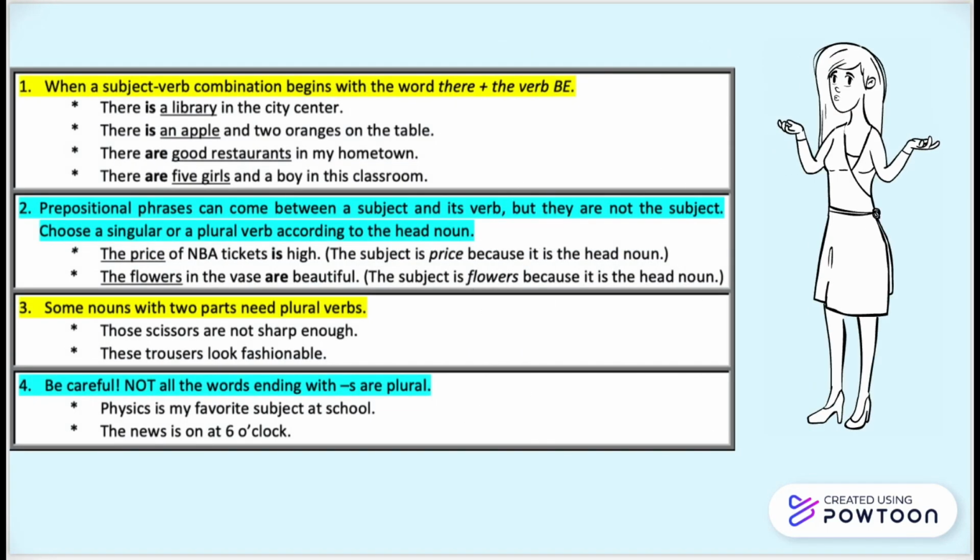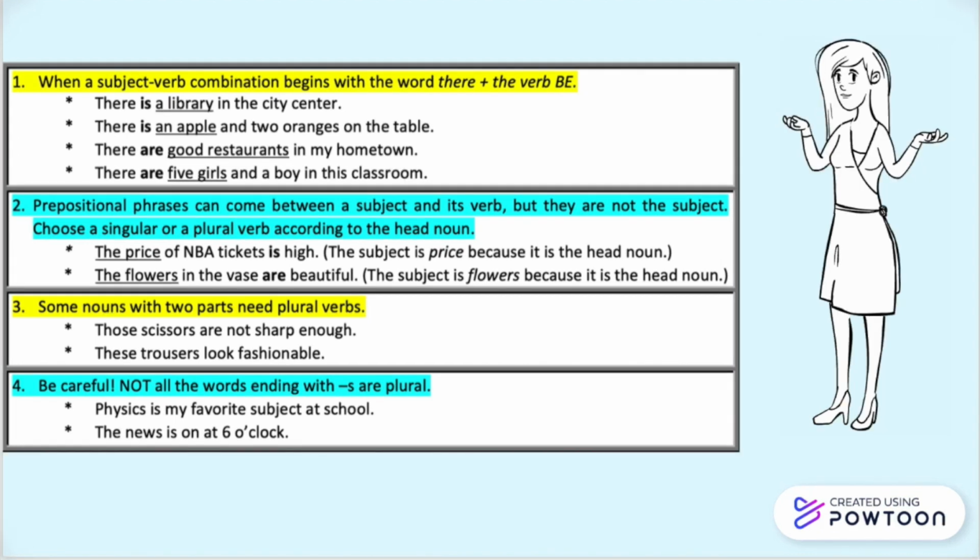However, subject-verb agreement can be confusing in some situations. It is important to identify the subject and make sure that the verb agrees with it. When the first noun in the series is singular or uncountable, use there is. For example, there is a library in the city center.